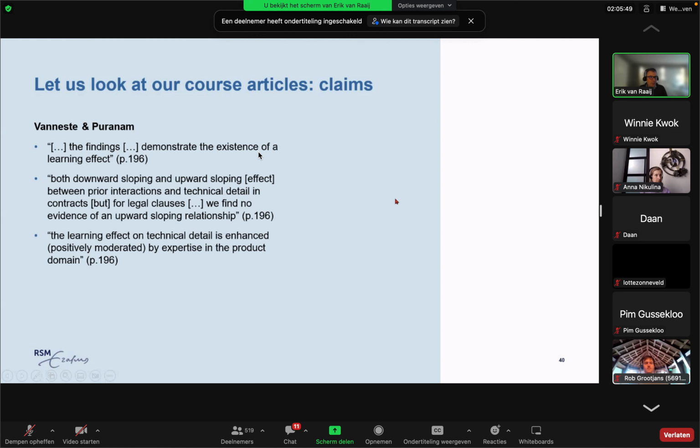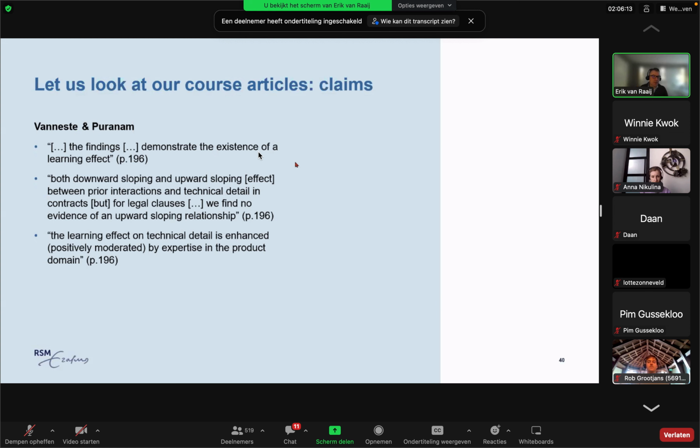So Van Neste and Puranam, they make this kind of claims. The findings demonstrate the existence of an effect. So they demonstrate that there is an effect between A and B. There is a learning effect. So demonstrate, you should already recognize that as a word that also means testing. They're testing something and the findings demonstrate that it is there.